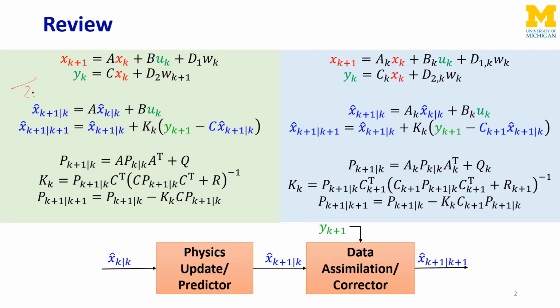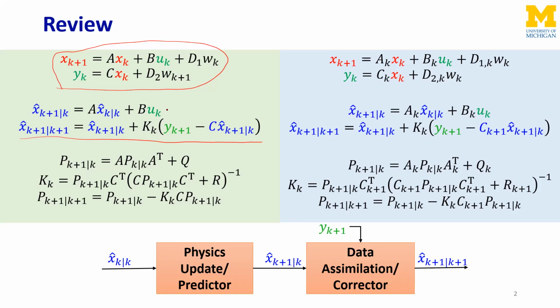Okay, so we have a linear system shown here. And we have the measured input U and the measured output Y_k. Using the system dynamics matrices A, B, C, D1 and D2, we can construct an optimal filter, which is shown here. This is a two-step optimal filter, also known as the Kalman filter.